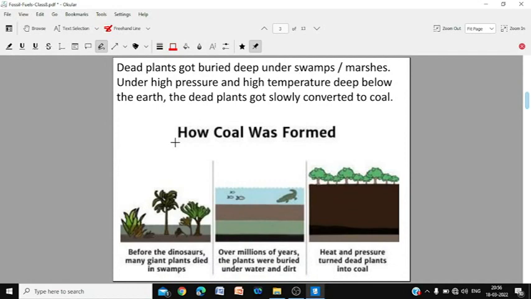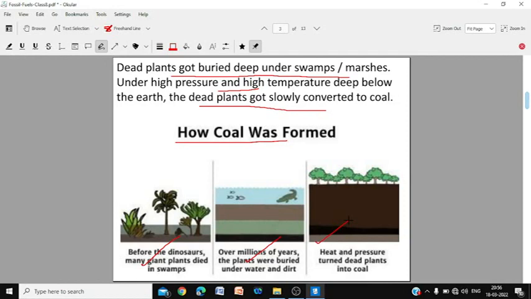First, coal. How was coal formed? Dead plants got buried deep under swamps and marshes. Under high pressure and high temperature, deep below the earth, they were gradually converted into coal. That happened many years ago, even before the dinosaurs. Many plants died in swamps, and over millions of years the plants were buried under water and dirt. High temperature and high pressure turned them into coal.